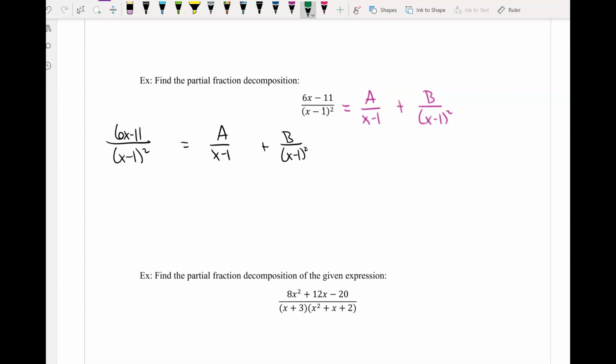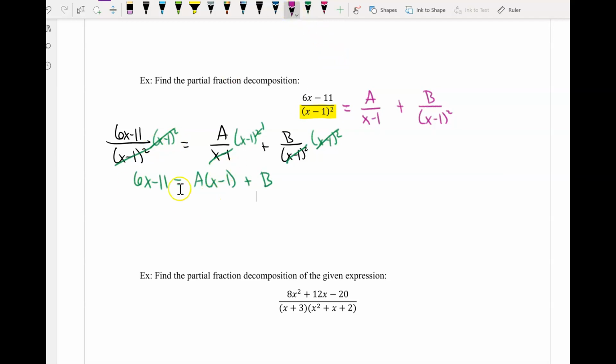So we're going to multiply everything by the denominator, right? So the denominator was x minus 1 squared. So every single term is going to be multiplied by x minus 1 squared. So here, these go away, so I'm left with 6x minus 11. One of the x minus 1s goes away, so I'm still left with just one, A times x minus 1. And then here, both of them go away, so I'm just left with B.